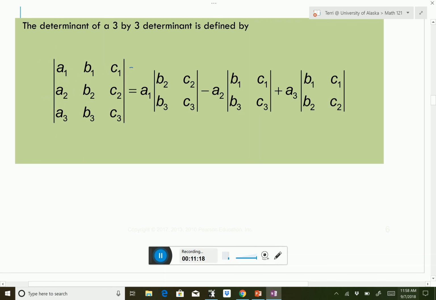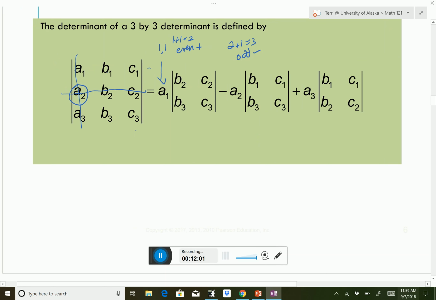Then we subtract the second one, and we always add up its row and column to see if we add or subtract. This is in the first row, first column, 1 plus 1 is 2, it's even, so it's positive. This is in the second row, first column, 3, odd, negative. So we subtract A2. We cross out its row and column, and the resulting matrix B1, C1, B3, C3 is what we take our determinant of. And finally, A3, which is in row 3, column 1, is 4, so it's even, so it's positive. We cross out A3, and we're left with this matrix, B1, C1, B2, C2.